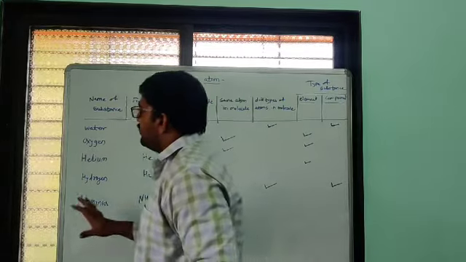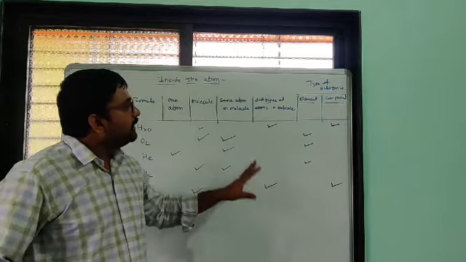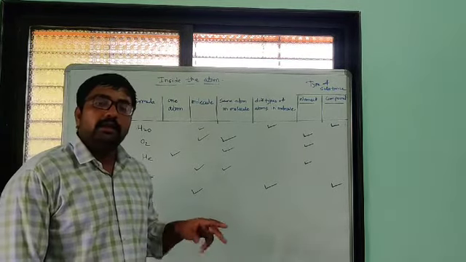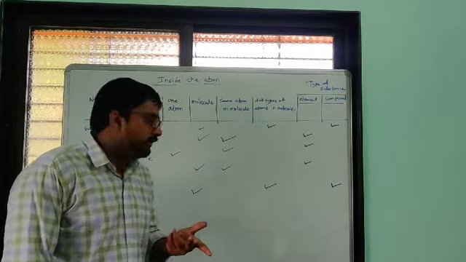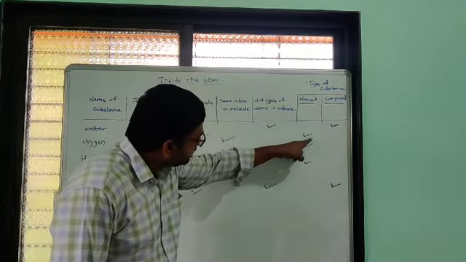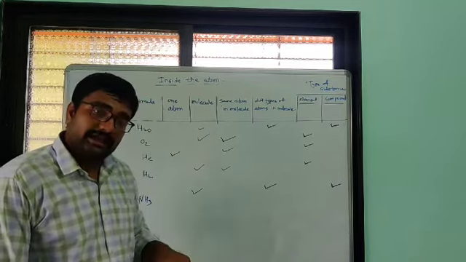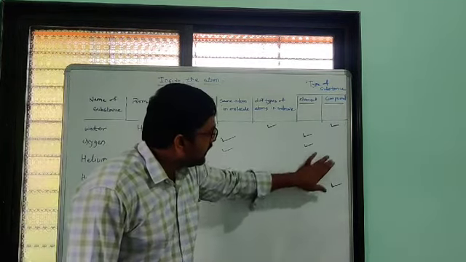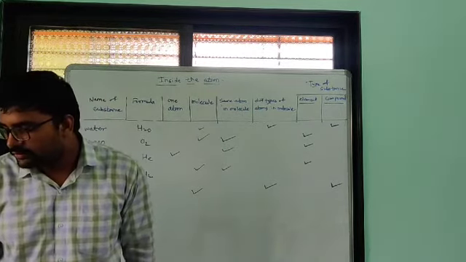So in such a way we can categorize the given substance on the basis of how many types of atoms are there. If only one type of atom is there, then the substance is called an element. If two or more types of atoms are there, then the substance is called a compound. Some other examples are also given here.